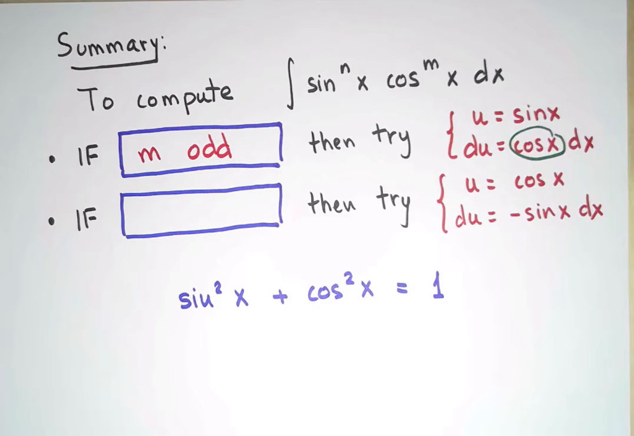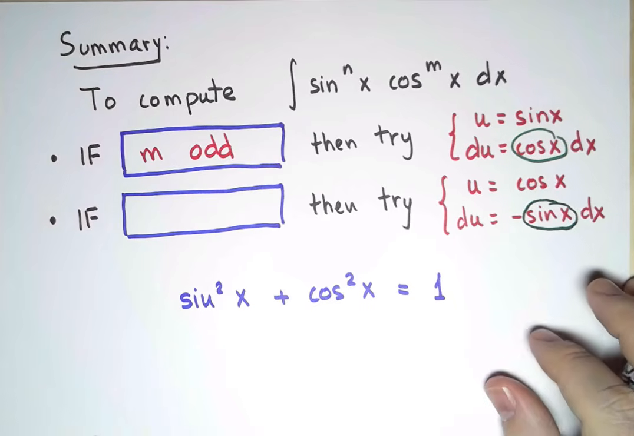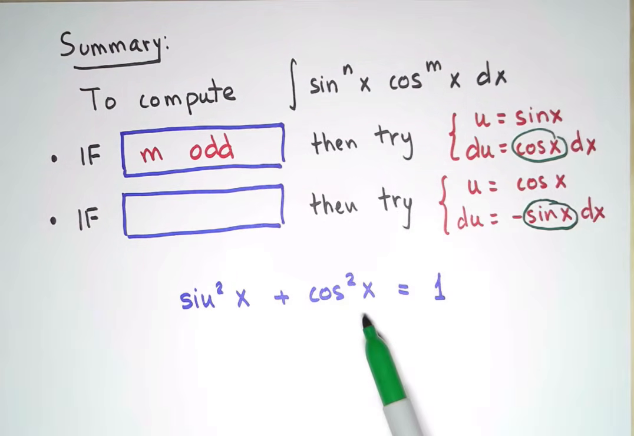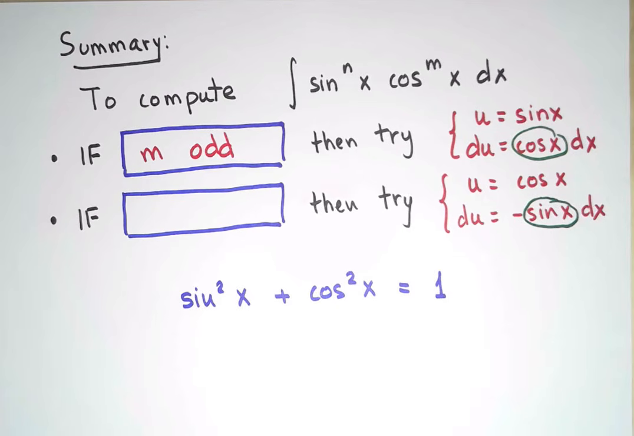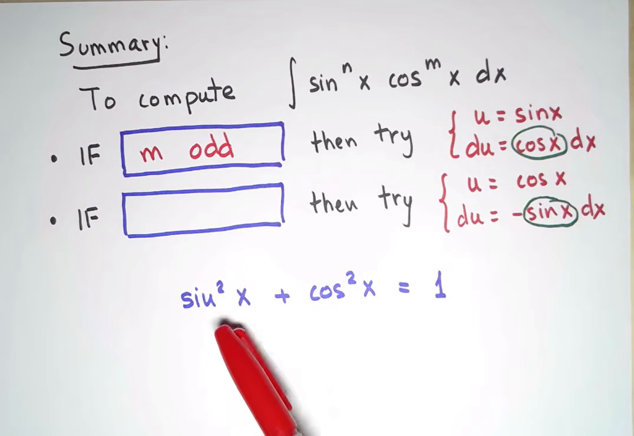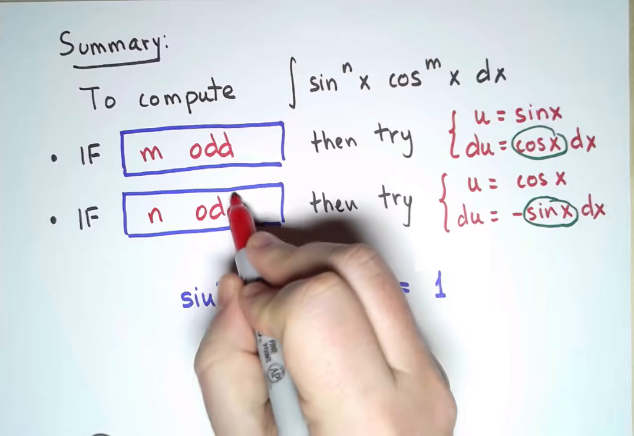Similarly, if I want to try the substitution u equals cosine, I'm going to need to separate one sine for the differential. And the remaining sines have to be converted back to cosines with this identity. For that to be simple, I want that after I separate one sine, I have an even number of sines left. In other words, I need n to be odd.